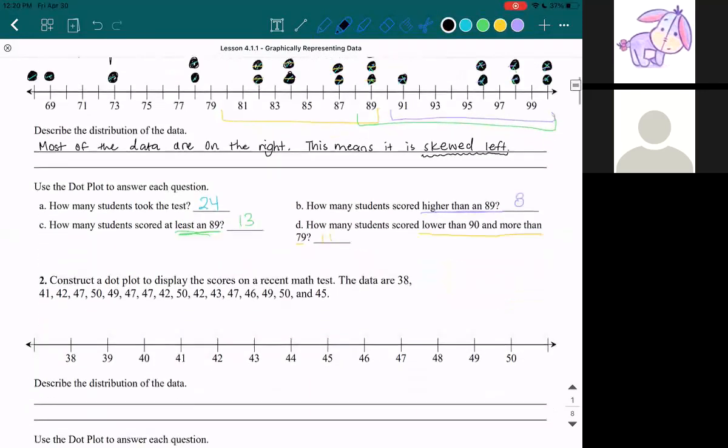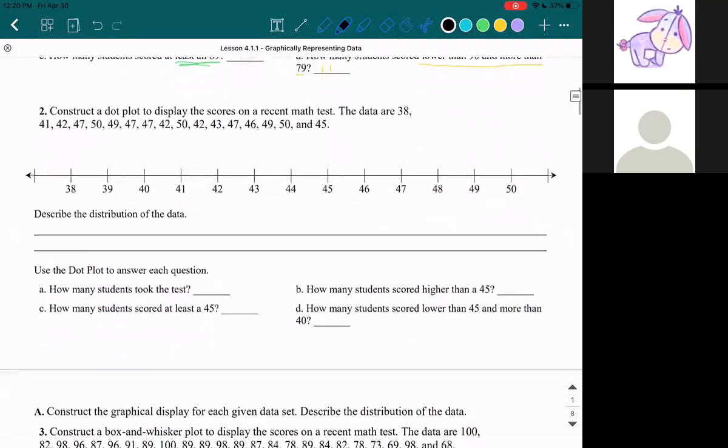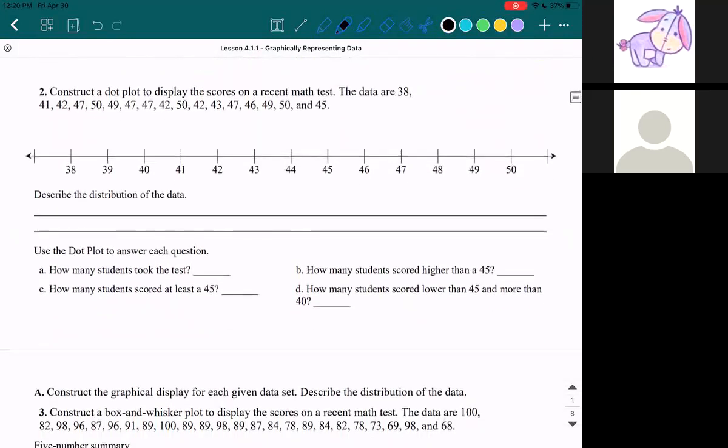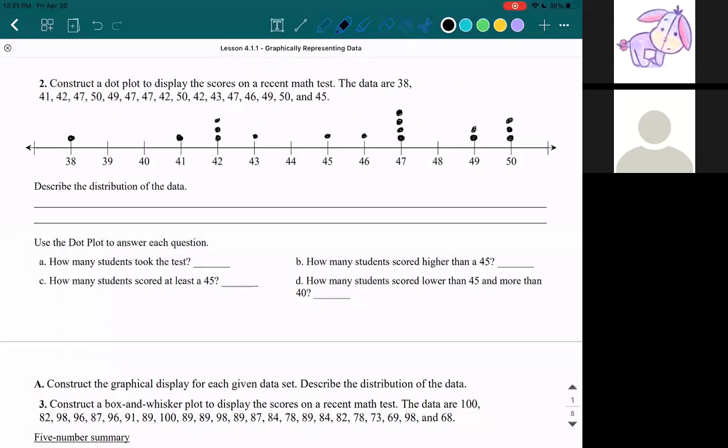So the next example is construct a dot plot to display the scores on a recent math test. The data are all of that. I am not going to spend the time on the video to go through each of these. I want you to try making your dot plots on your own, and then you can unpause the video when you're done. All right, so if you're unpaused now, hopefully you got this exact same answer.